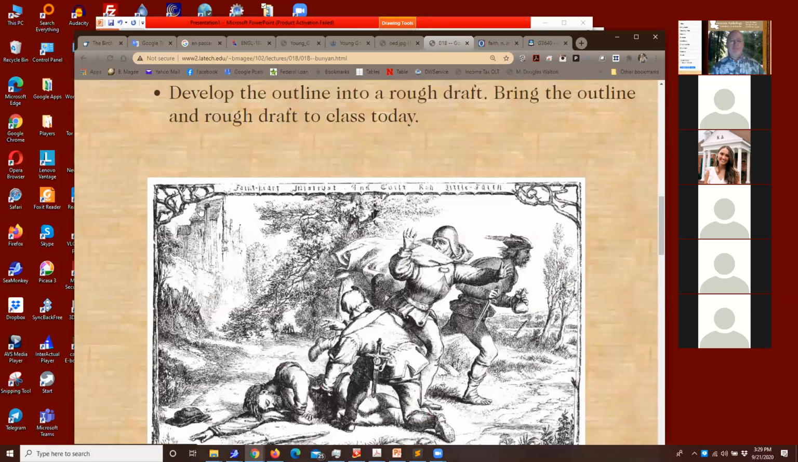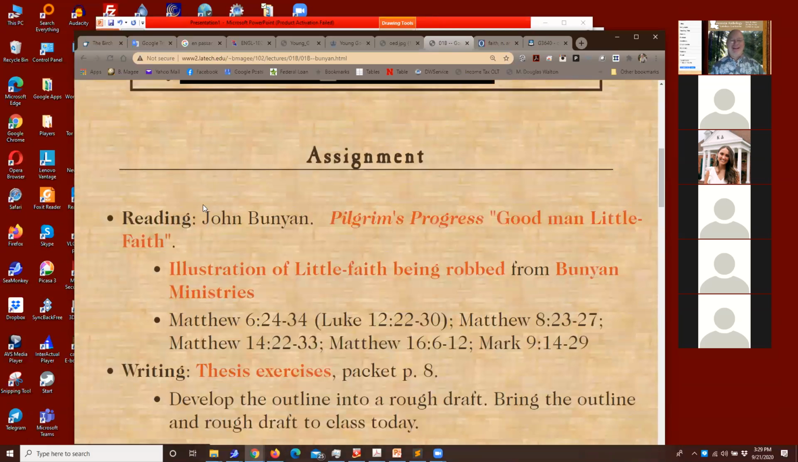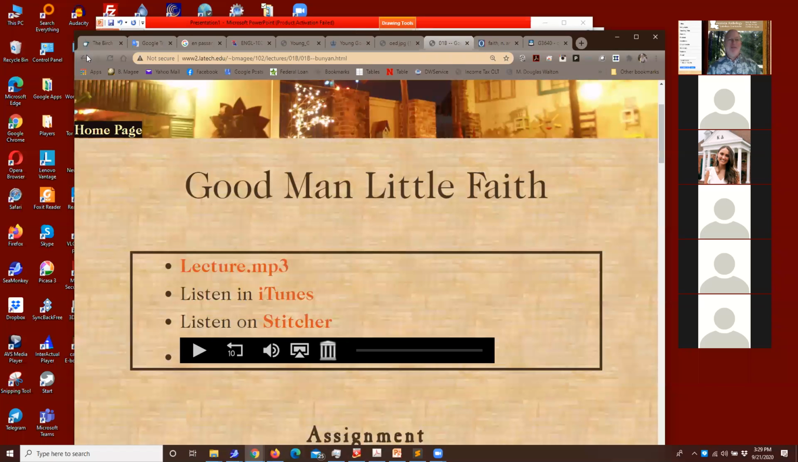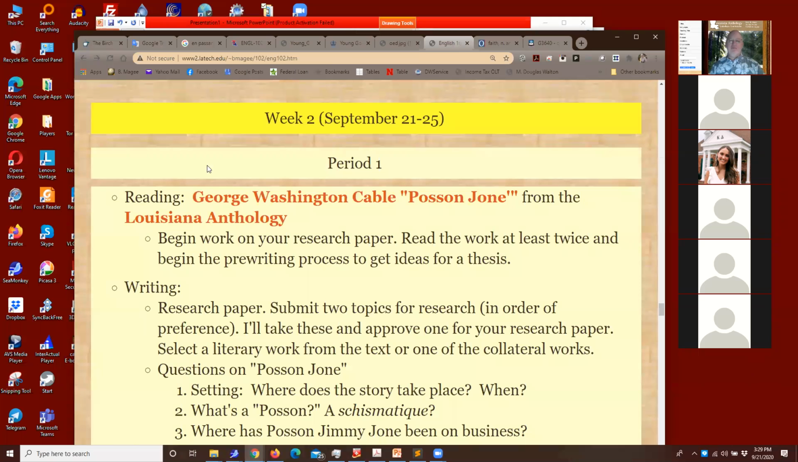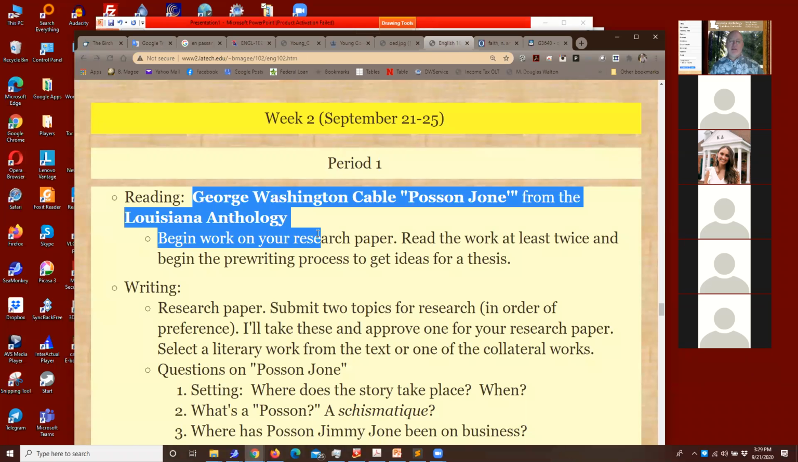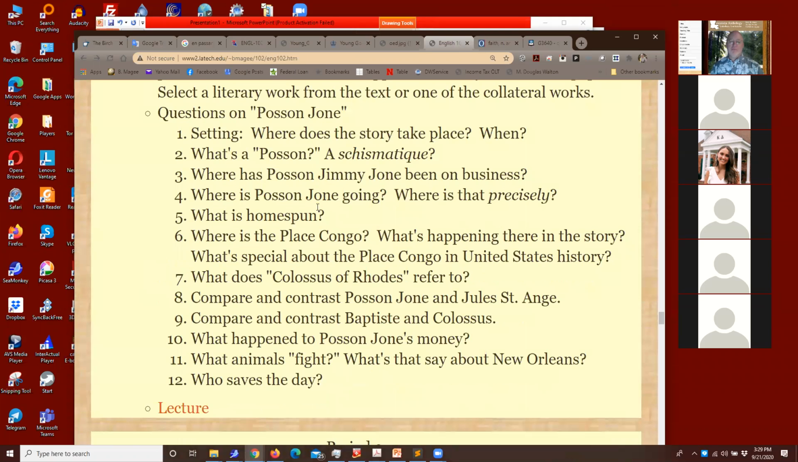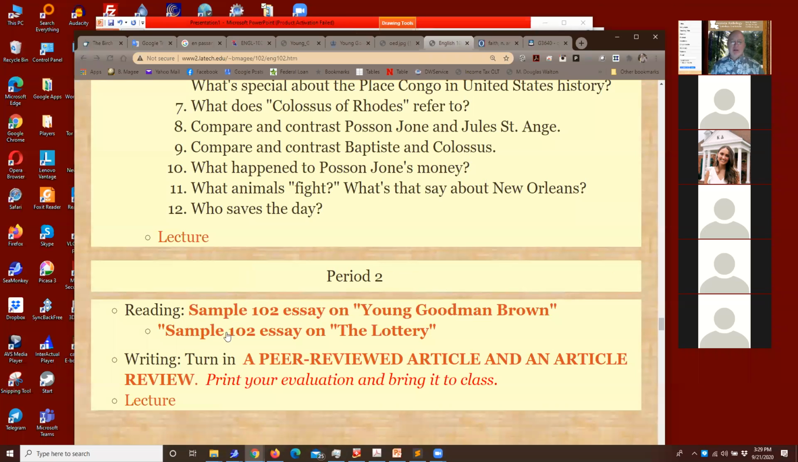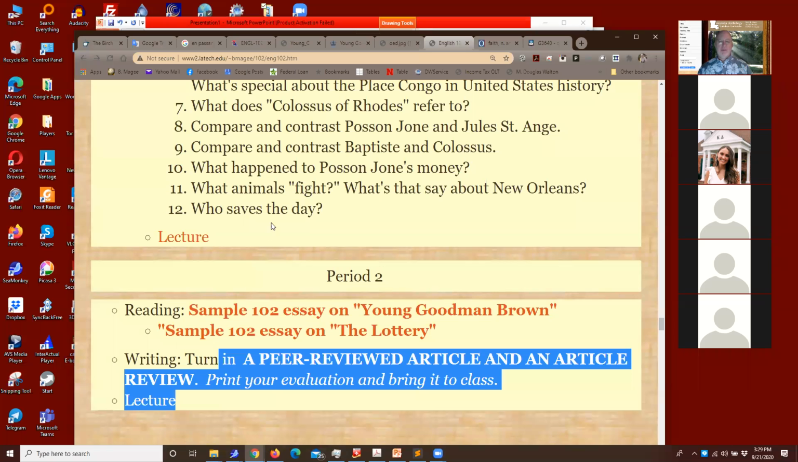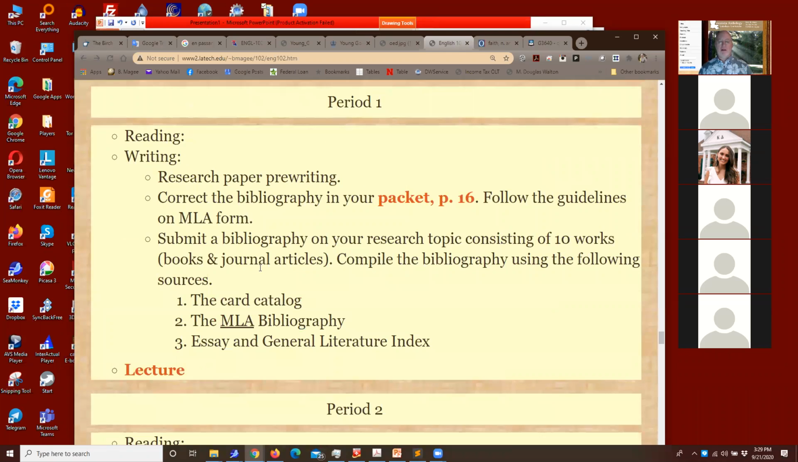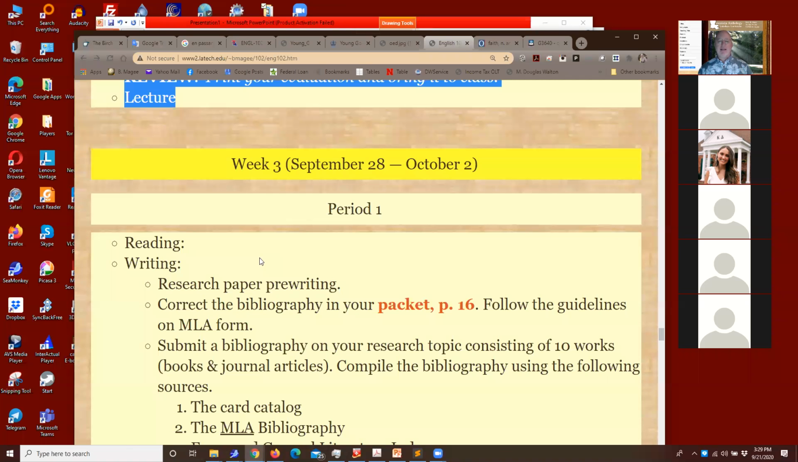So do we read this before the next class? You were supposed to read it for today. Oh, okay. I see. We're a day behind. So for next period, read Cable's Pas and Jaune. Now we will turn in the article review this week so I can get it graded and we won't fall behind. And we're almost caught up because we got some slack days coming along.